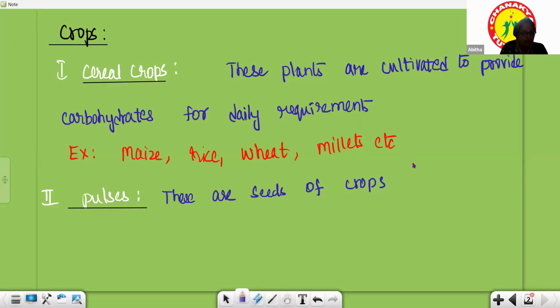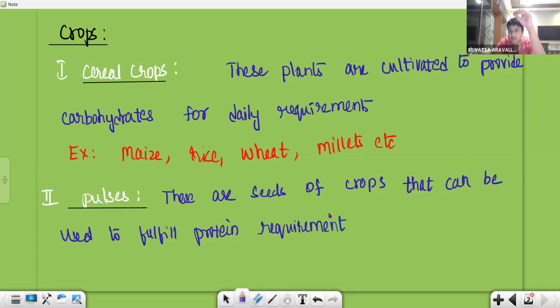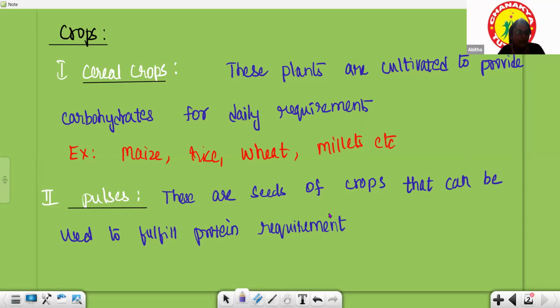So pulses are seeds of crops that can be used to fulfill protein requirements.